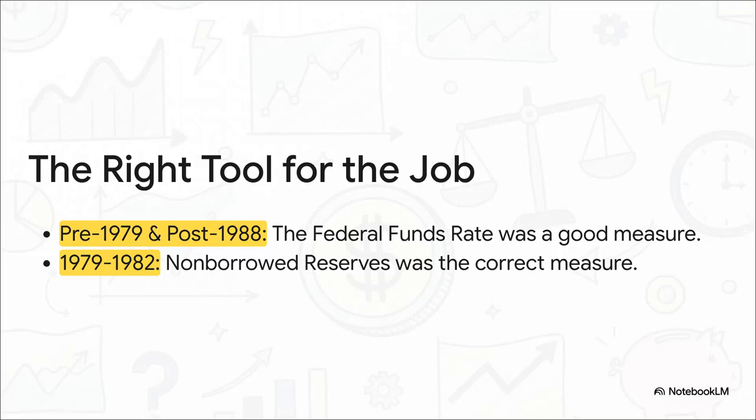And this meant that for years, economists have been using the wrong tool for the job. The model showed that, yeah, before '79 and after '88, the federal funds rate was a pretty good measure. But during those chaotic Volcker years, the correct thing to look at was non-borrowed reserves. One single measure just didn't work for all time.